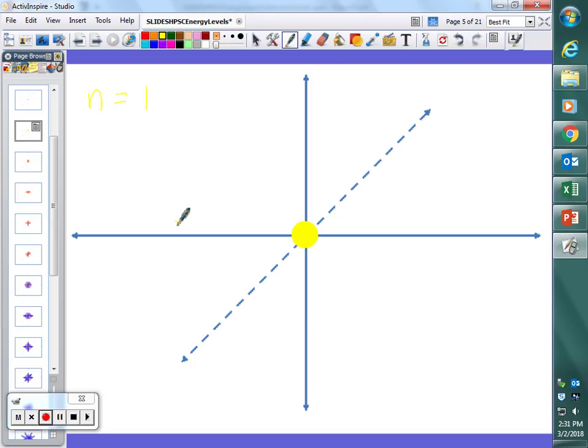Okay, good. What was the next orbital that we drew? Red sphere. Notice the color changed. On our drawing, every time the color changes, that's a new principal quantum number. So in this case, this orbital has a principal quantum number n equal to 2.